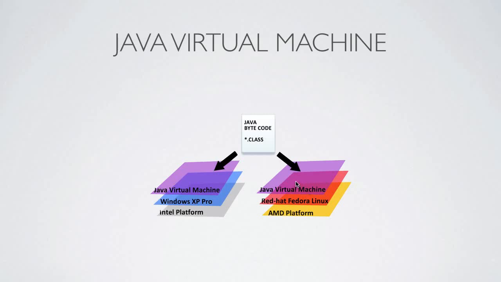Or it could run on the JVM that's running on Red Hat on AMD. That same bytecode runs on either one. The JVMs are going to be different. The program that is the JVM will have to be specific to the platform. But the program that you write, this Java program that's compiled to bytecode, is going to be the same executable for each JVM. Does that make sense?